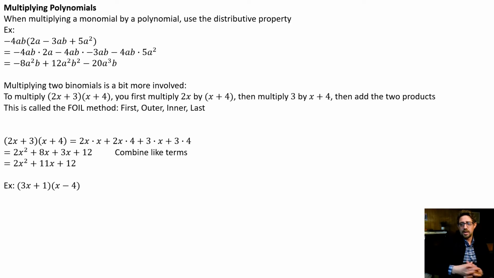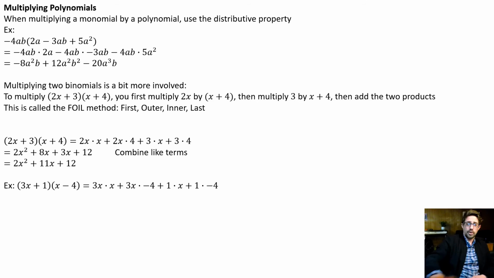But let's practice. Ultimately, you're almost going to be able to do this in one step. So you're going to do 3x times x plus 3x times negative 4 plus 1 times x plus 1 times negative 4. Okay? First, outer, inner, last. So 3x times x plus 3x times negative 4 plus 1 times x plus 1 times negative 4. Okay, which is 3x squared minus 12x plus x minus 4. Like that, 3x squared minus 12x plus x minus 4.